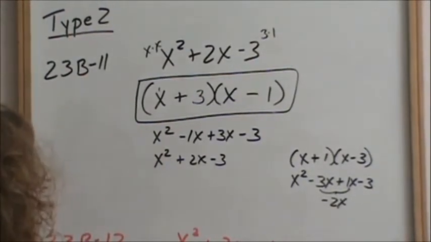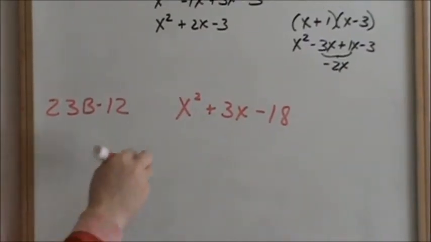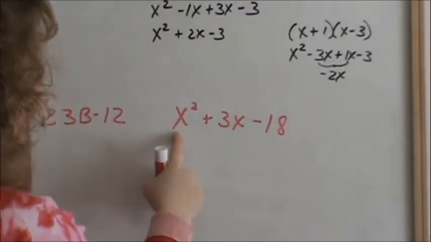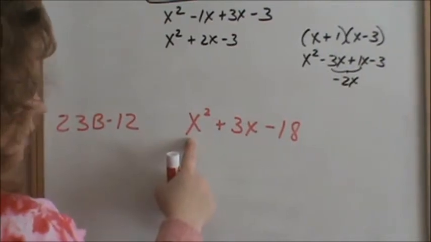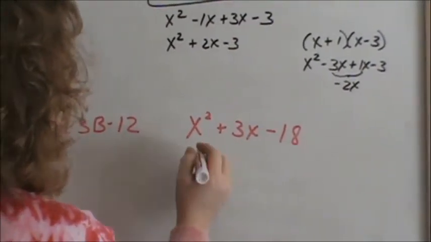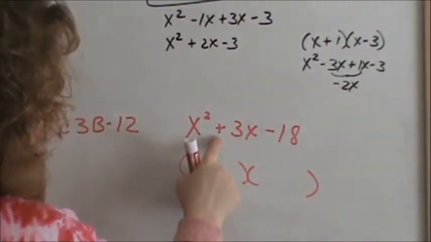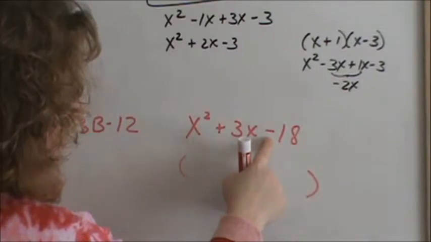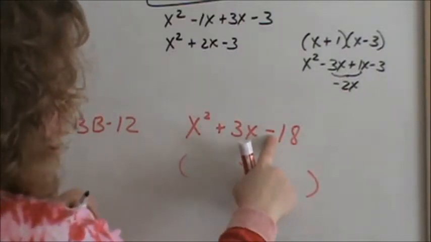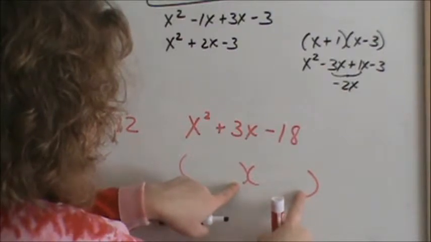Okay? Let's move on down to 23b12. Remember, the first thing we look for is, can we factor a number out of each one? I cannot factor anything out of here, so I'm ready to go straight to 2 parentheses. The next thing that I look for is my signs. I have a positive and a negative. Okay? My last term is negative. The last term comes from multiplying these last two numbers.